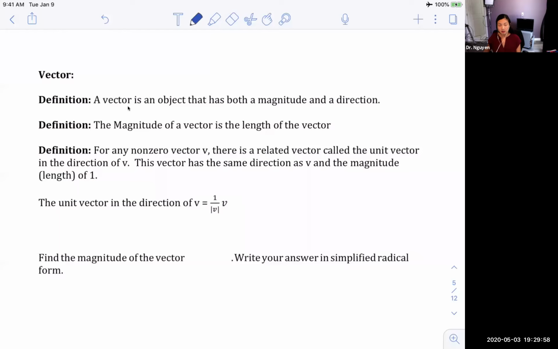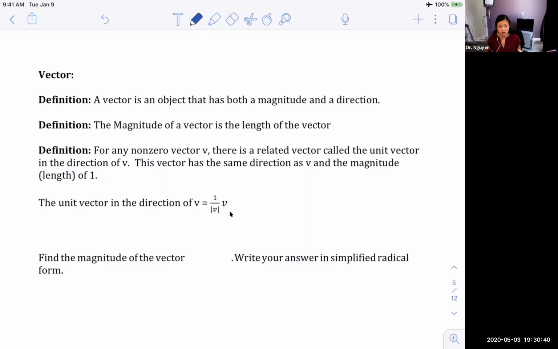So as you can see right here, I have the definition of a vector. The magnitude of a vector is just the length of the vector. And you will run into something called the unit vector. So the unit vector is defined as a vector in the direction of vector v. This vector has the same direction as v and a magnitude of 1. So this is how you solve for the unit vector in the direction of v.